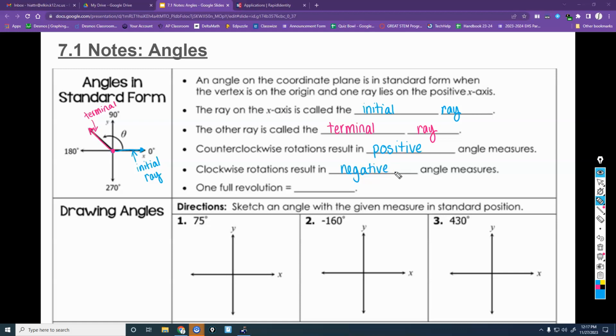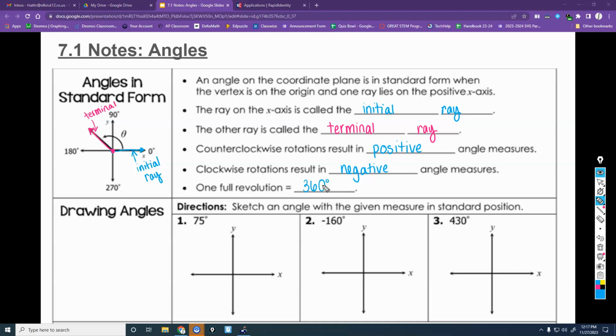How many degrees are we going to have if we spin all the way around? 360. Because if you think about that hand of that clock, as it spins around, it makes a circle on the edge. We're really dealing with circles here when we're talking about this.